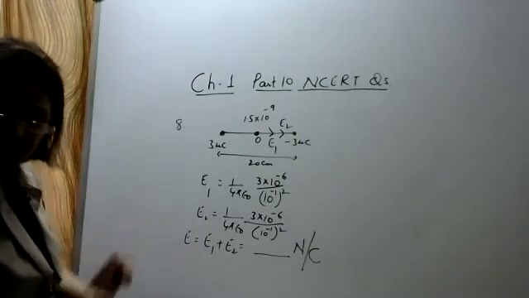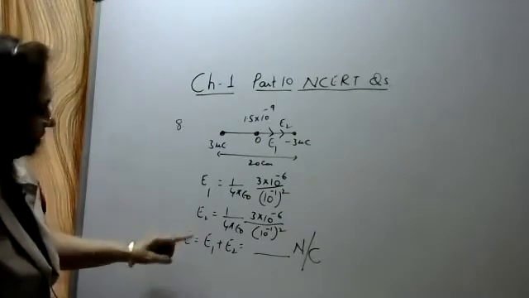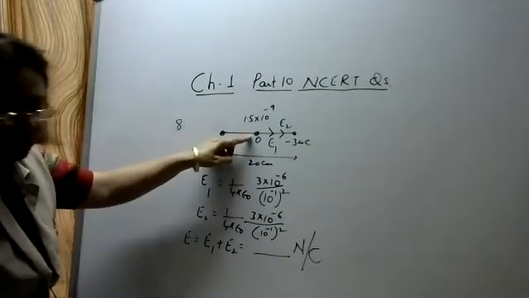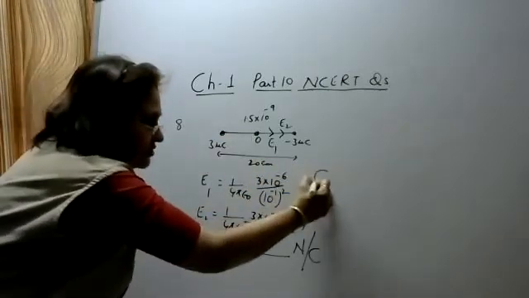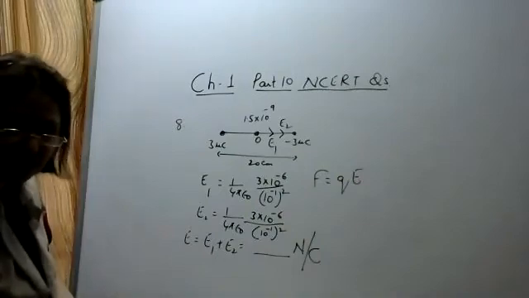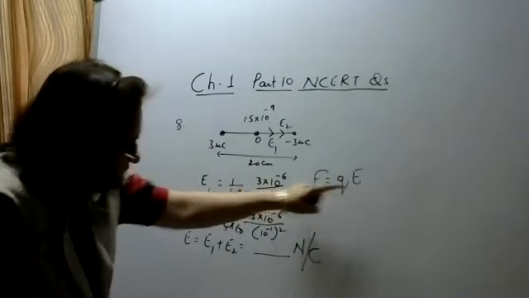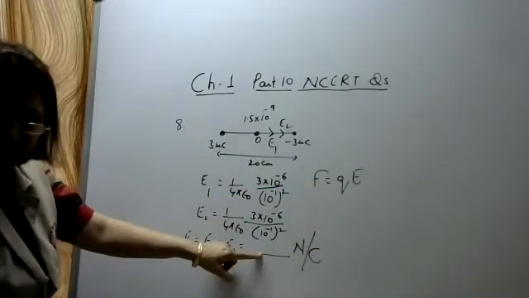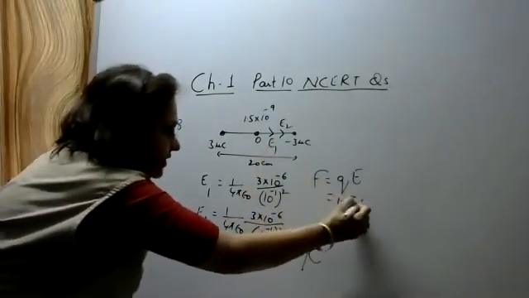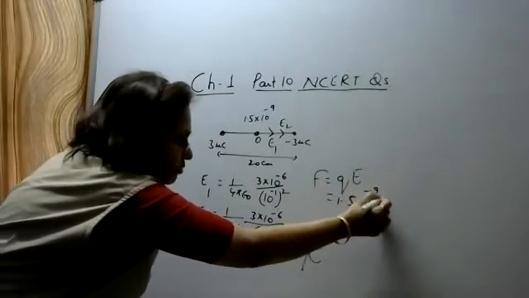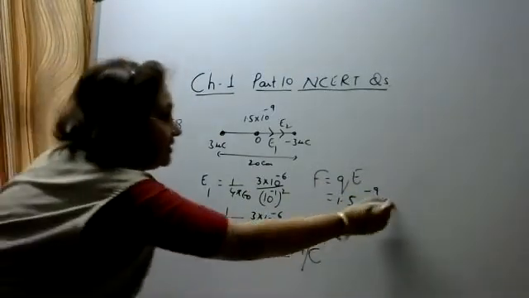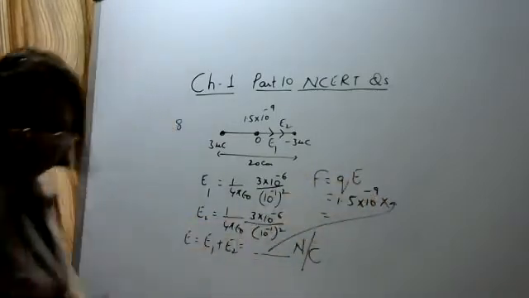Or simply, you got the net electric field. What will be the force on it? We have studied that the force is equal to Q into E. Electric field is force per unit charge. So this Q charge is placed in this net electric field. What is the Q charge which is placed? 1.5 into 10 raised to the power minus 9 coulomb into the net electric field. Whatever you got here, substitute it here, you will get the net force.